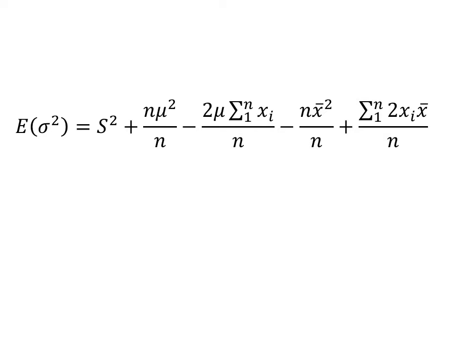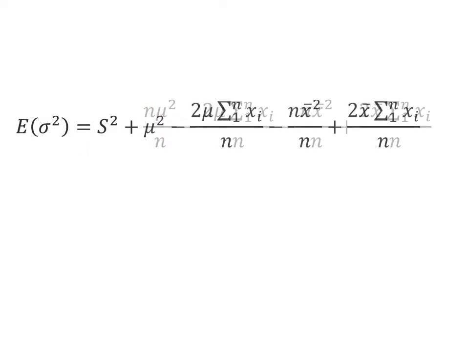Finally, in the fourth fraction, 2 times x bar is a constant, so we can move it out of the summation sign and it becomes 2 times x bar times the sum of xi divided by n. Now let's return to the first fraction. N in the numerator and denominator can cancel out. The result is simply mu squared.